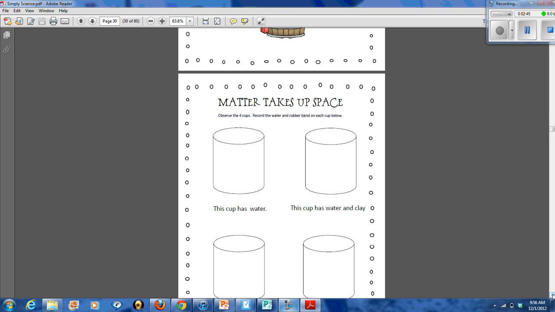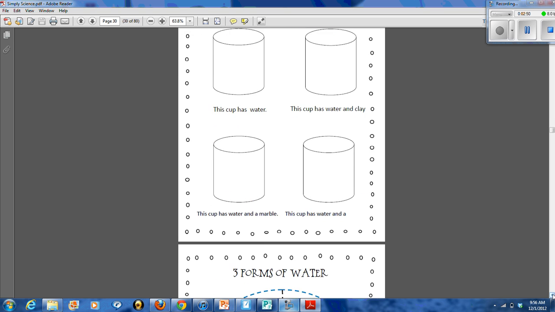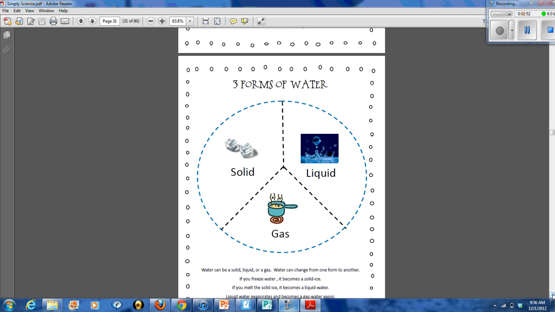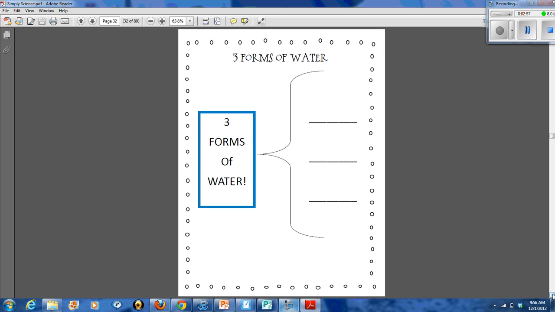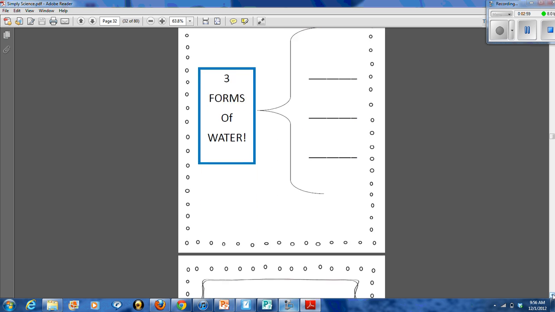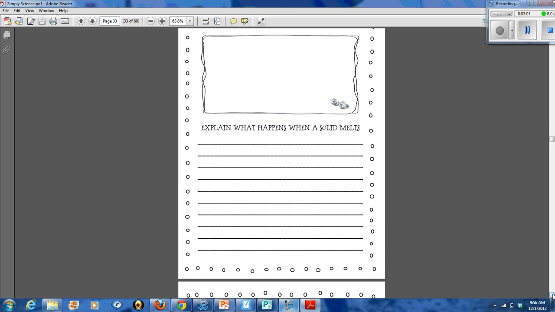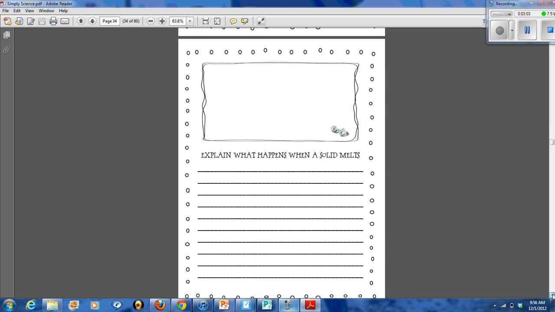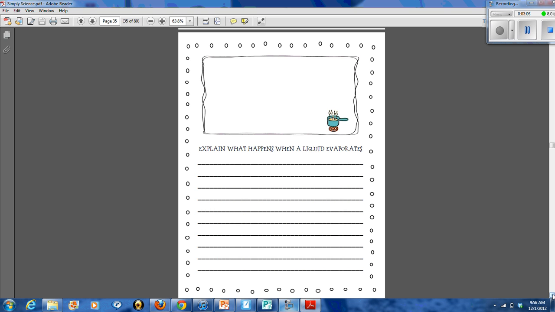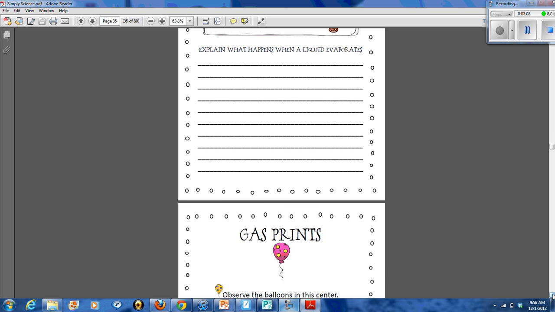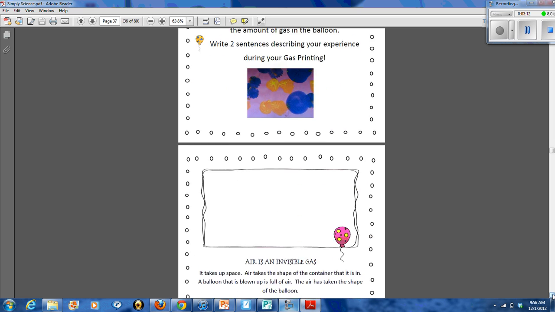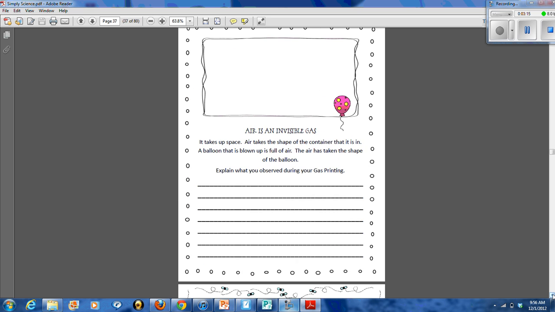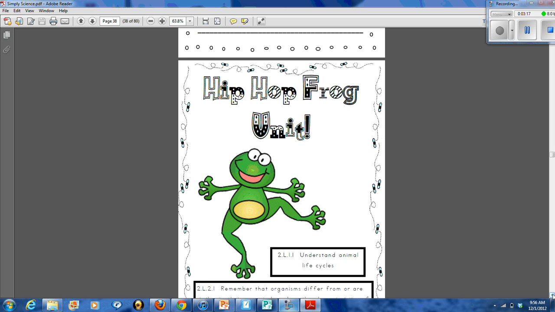There's an experiment that you will work on where the students will use a rubber band and a small piece of clay to show how matter takes up space. 3 forms of water. You have a graphic organizer showing the 3 forms of water. Some writing prompts that the students will use to describe what they're witnessing as they're observing the 3 forms of water. You will do gas prints with balloons. And a writing prompt where they can do some writing about their prints.